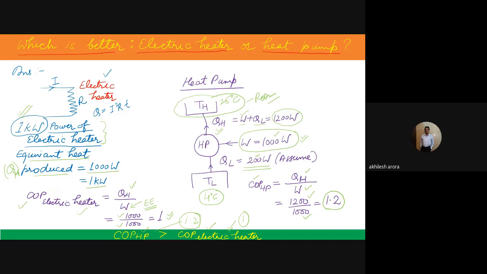So whenever we are going to the market and purchasing a certain item, we should look for both the things, about the cost as well as the efficiency or the coefficient of performance of the system.